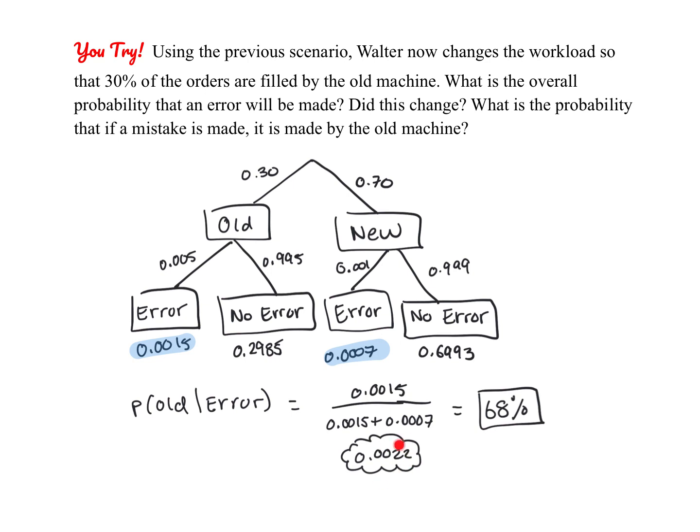But again, the overall probability of getting an error increased by a little bit, but not a whole lot. So again, here you could be a little bit more certain that it was probably the old machine, but you know, it's still less than 70% chance. So you can't really be that certain about it.